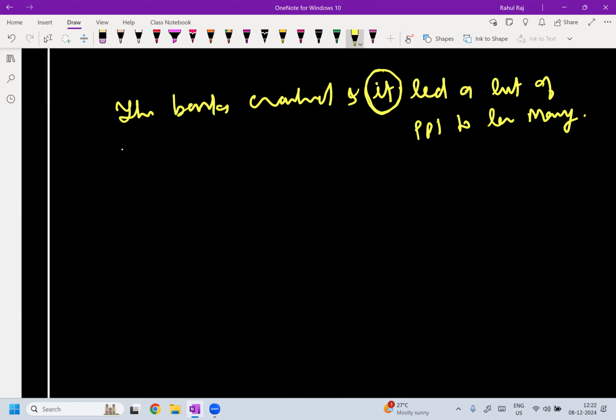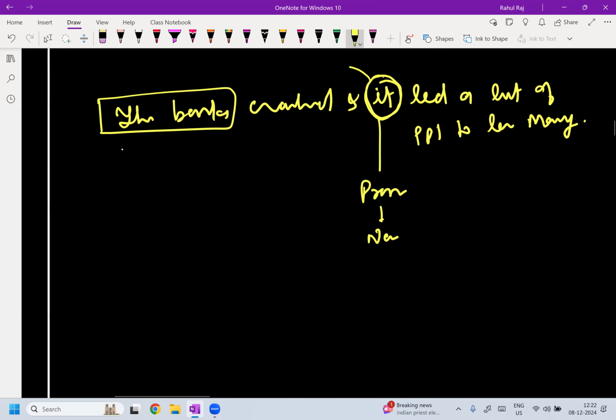Right. It is a pronoun, right? And what is the definition of a pronoun? That it should refer to a noun. What is the noun? Bank. So it refers to bank. So what meaning comes out of the sentence? The bank crashed and the bank led a lot of people to lose money. Is this the right sentence? No. The bank didn't lead people to lose money. It was a crash that led people to lose money. So this is a wrong statement.